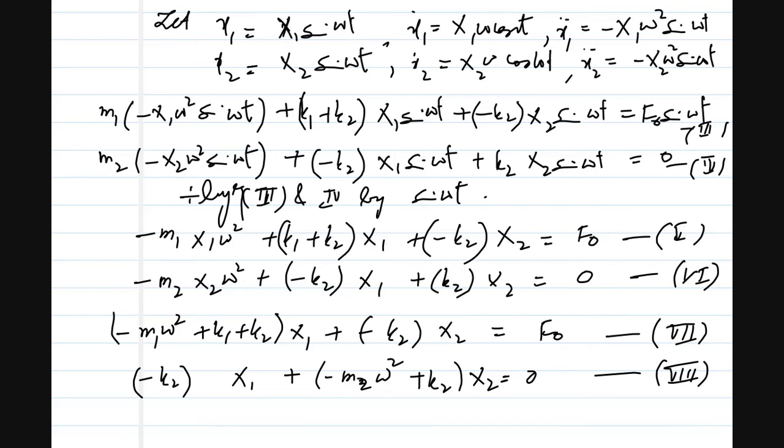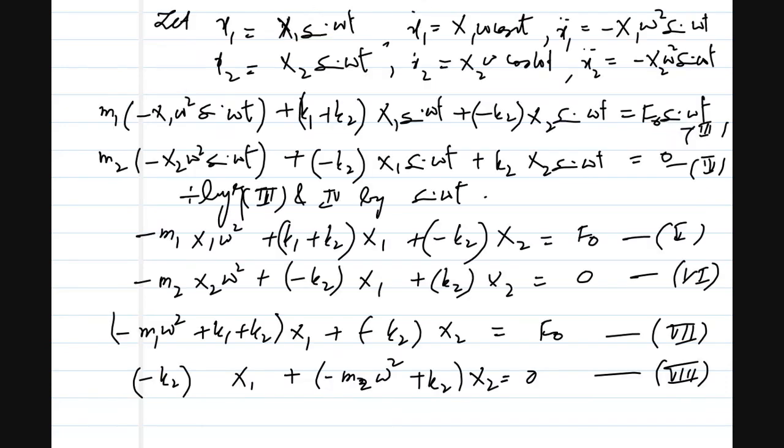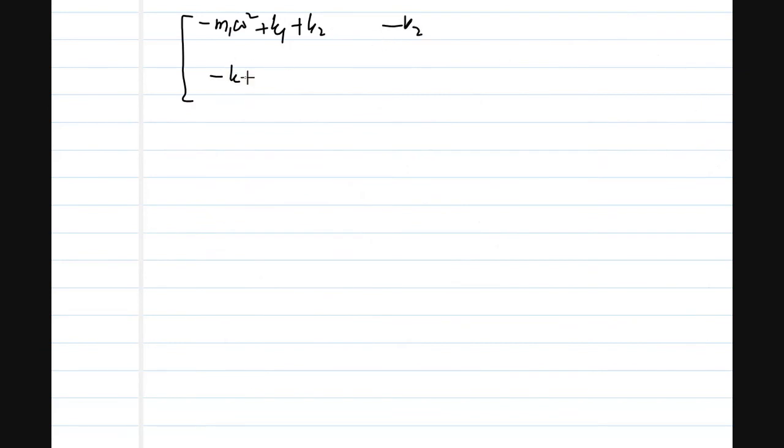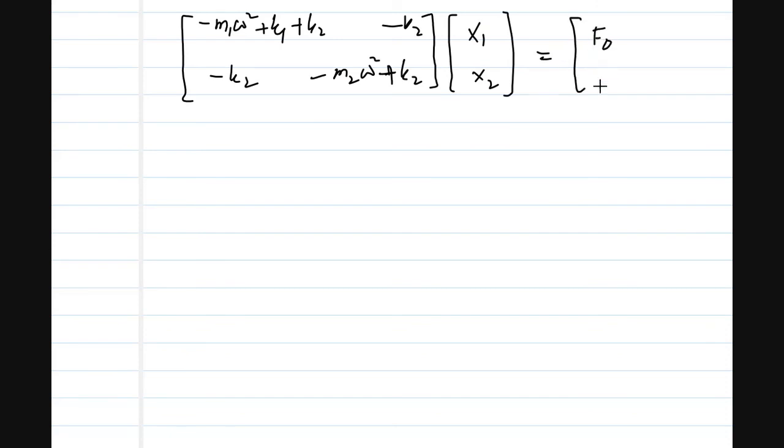Now writing in matrix form again in the same way. The matrix is [minus M1 omega square plus K1 plus K2, minus K2; minus K2, minus M2 omega square plus K2] into [X1, X2] equals [F naught, 0]. If you remember from the previous lecture, the right hand side was 0, 0. Now there is an F naught. Why?